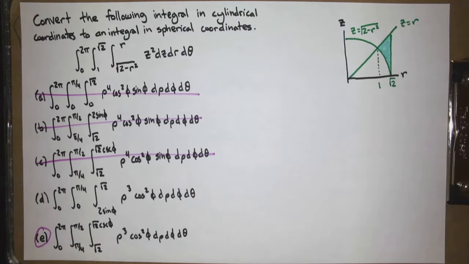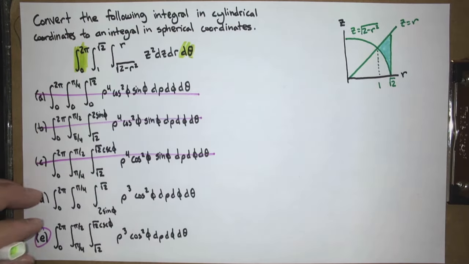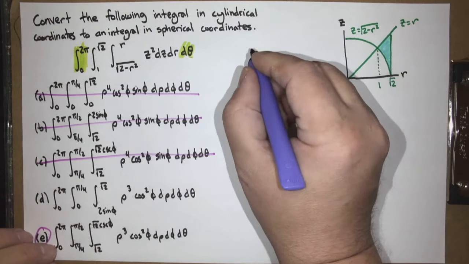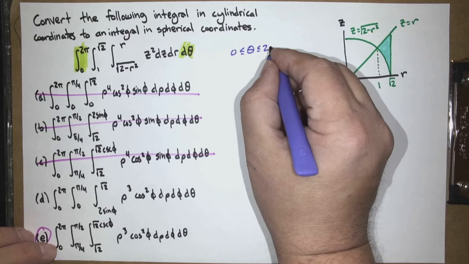Okay, so the good news is they gave us our picture. The other good news is because we're going from cylindrical to spherical, whatever happens to the theta stays the same. So the outer layer still stays 0 to 2 pi. That doesn't narrow anything down. But we might as well make a note: theta goes between 0 and 2 pi.